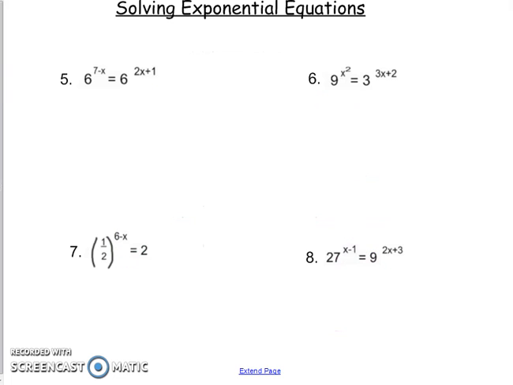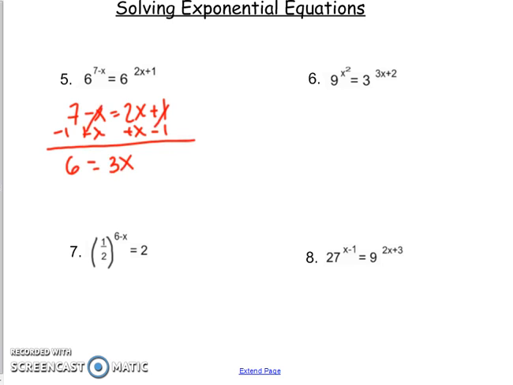So if we look at a couple more examples, so the first one, the bases are the same. So we're just going to say 7 minus x equals 2x plus 1. And we're going to bring the x together, and we're going to move that 1 over. So now we have 6 equals 3x, so x equals 2.